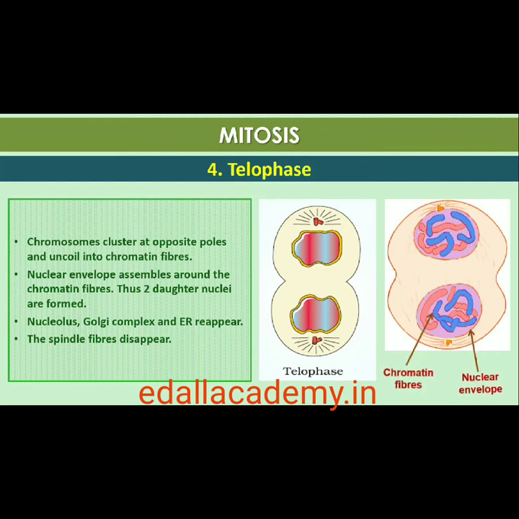Chromosomes cluster at opposite spindle poles and their identity is lost as discrete elements. Nuclear envelope assembles around the chromosome clusters. Nucleolus, Golgi complex and ER reform.